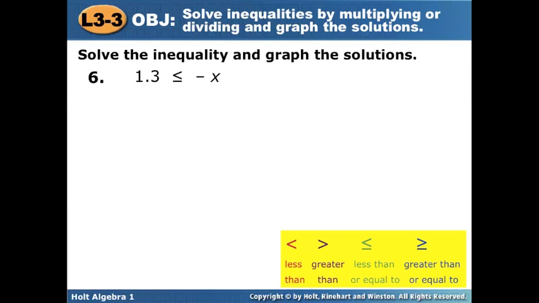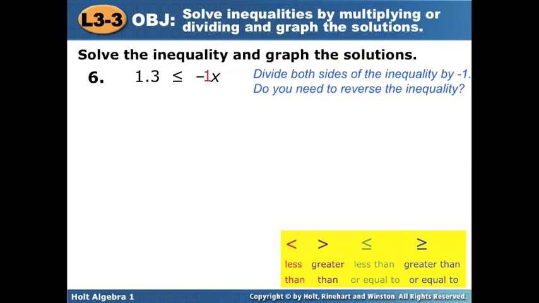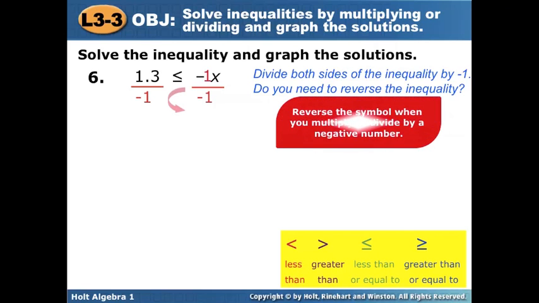Example number 6. Copy this to your notebook paper. We have 1.3 is less than or equal to -x. You could rewrite this as -1x. There's an understood coefficient of 1. Divide both sides by -1. Here we are dividing by a negative, therefore we'll need to flip the direction of the inequality symbol.